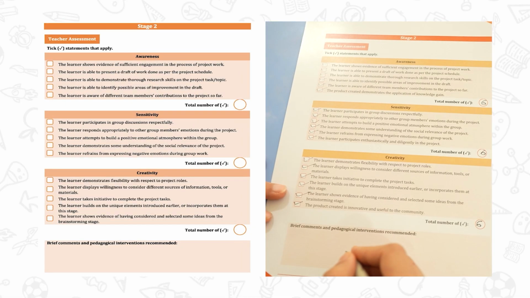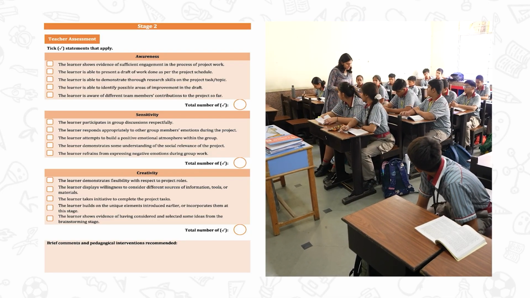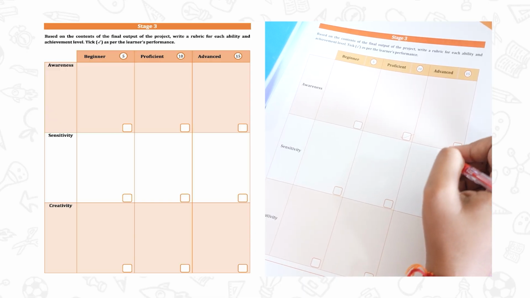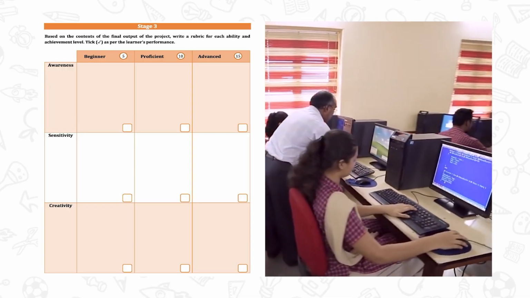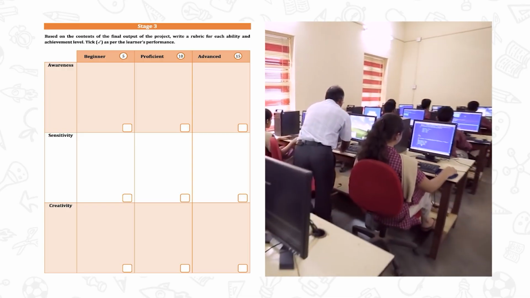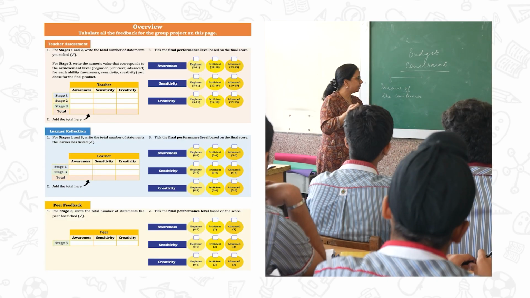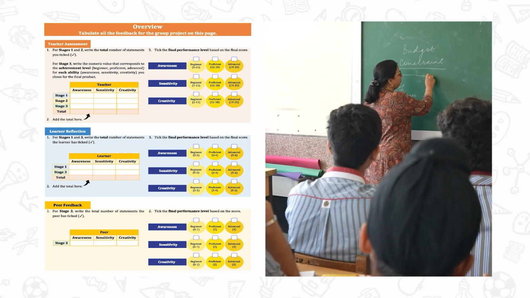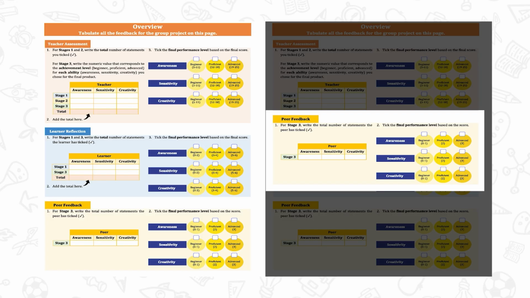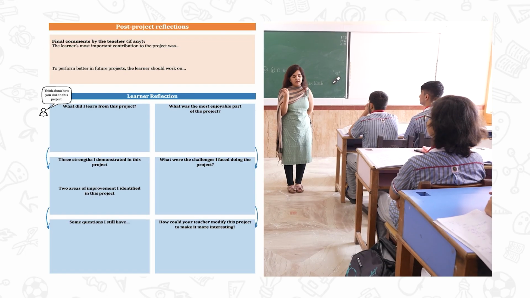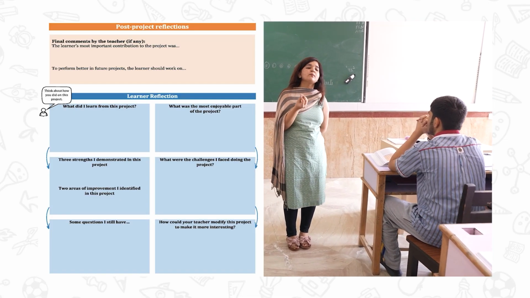In stage 2, the project is halfway through and the teacher assesses learners based on the progress made. Stage 3 is done after the project is done. The teacher creates assessment rubrics to assess the contents of the final output of the project. That is followed by learner reflection and peer feedback. The overview shows cumulative feedback for the learner based on their teacher feedback, self-reflection, and peer feedback at different stages. Finally, learner does post-project reflections and notes down takeaways from the project.